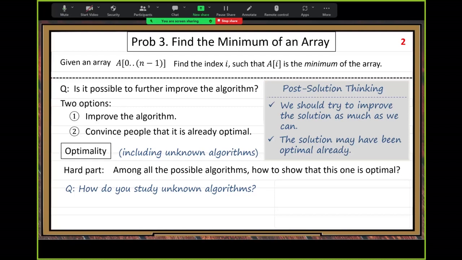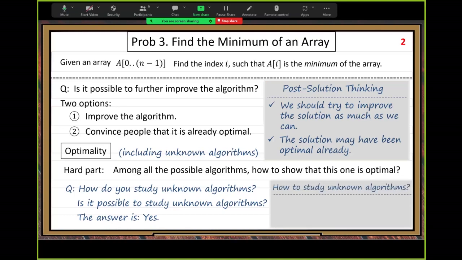Probably it depends on the conclusion we want to get to. So maybe rather than studying details, study the conclusion. Let me say it this way. Is it possible? The answer is yes. It's possible to study unknown algorithms. How? How to study unknown algorithms?